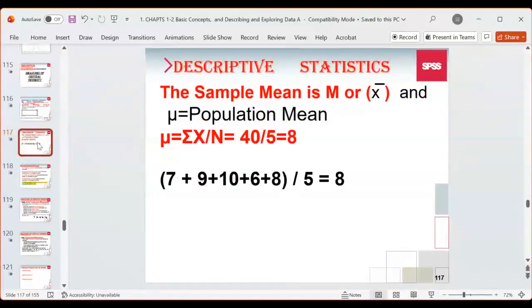Anyway, so this is how you do it. You add up the numbers divided by the total numbers. We have 5 numbers. We add them up. That's the mean.